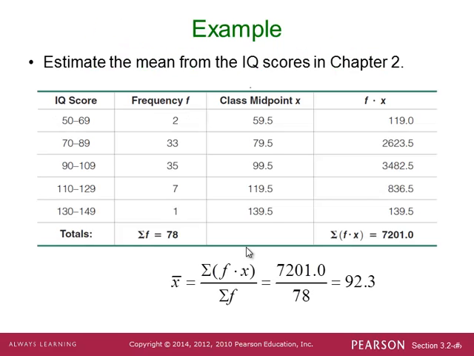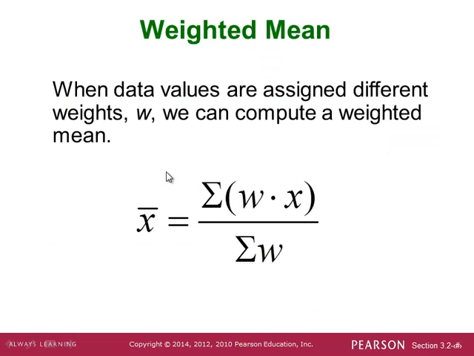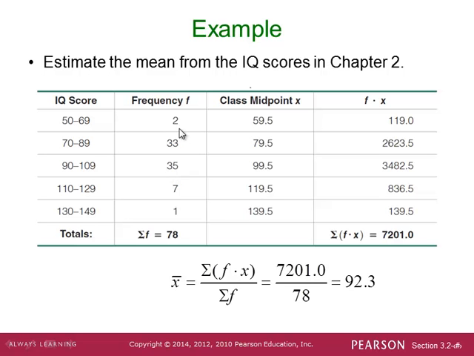For example, suppose that you've got the frequency distribution from the IQ scores in Chapter 2. Here's the frequency distribution here. For a total of 78 individuals, there were 2 individuals with IQs between 50 and 69, 33 between 70 and 89, and so forth. So here are your frequencies. Now, f stands for the frequency. Now, suppose this is all that you have for your data set, and maybe you've lost the original data set.